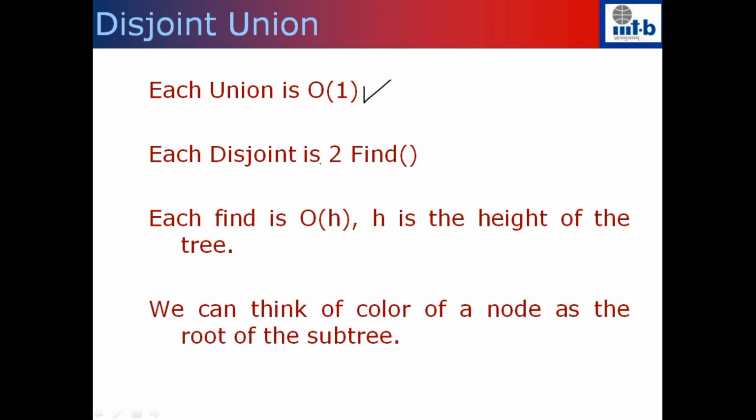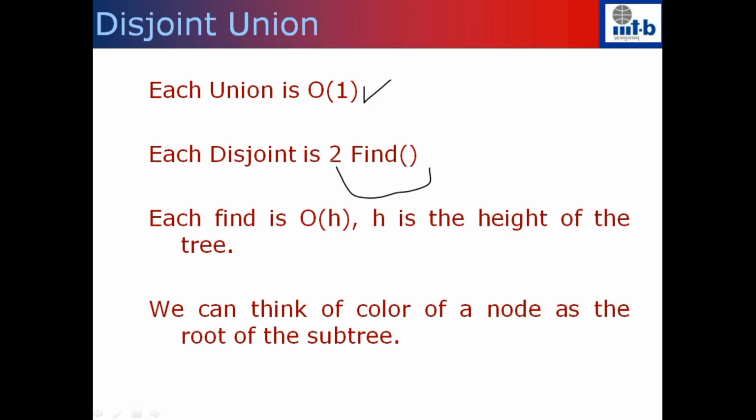But if you want to do disjoint, then we said that we have to call the find function twice. The find function starts with the node and keeps following the parent pointer, and only when it reaches the root node does it return the root pointer. So every time you call the find function, it returns the root of the subtree to which the node belongs. It has to keep going up, and only when it reaches the root will it return that pointer. Each find operation is order h, where h is the height of the tree.